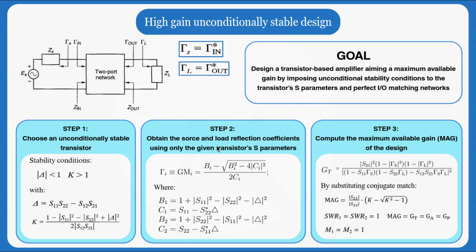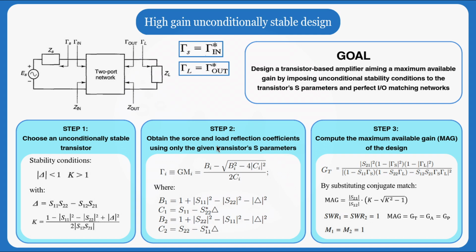Step 2 consists of the design of the matching networks. We will select perfect input and output matching to guarantee a transducer gain equal to the MAG. In order to achieve this, we will use this formula to obtain the source and load reflection coefficients. On the other hand, the input and output reflection coefficients must be the conjugate value of the actual reflection coefficient of the source and the load, respectively.